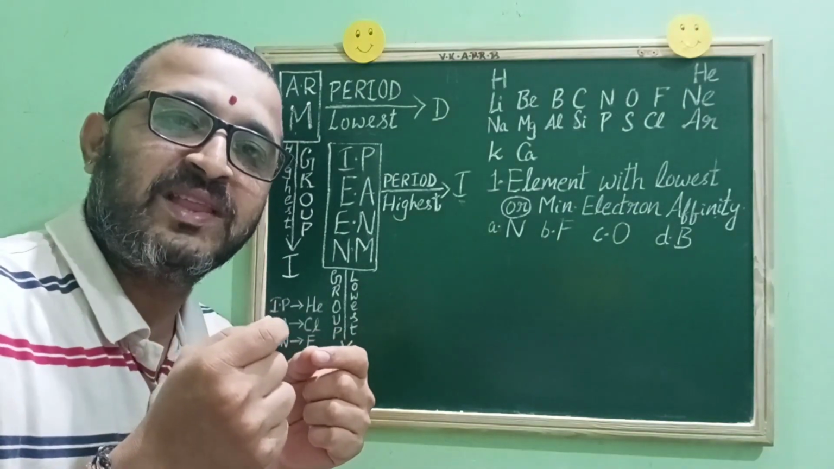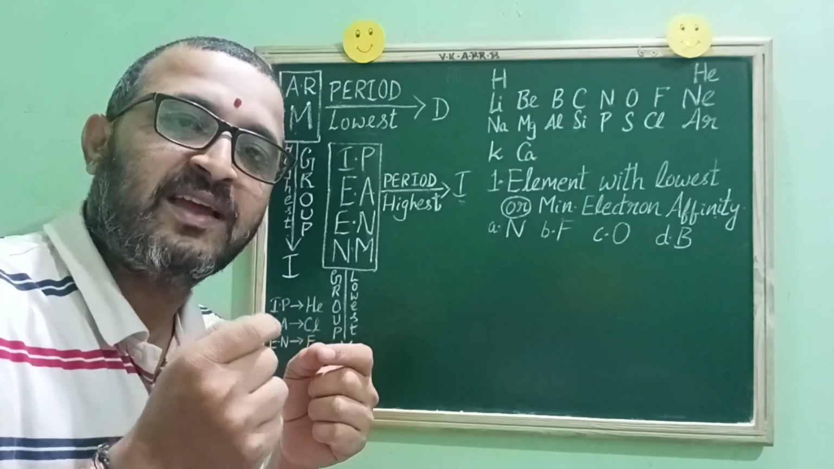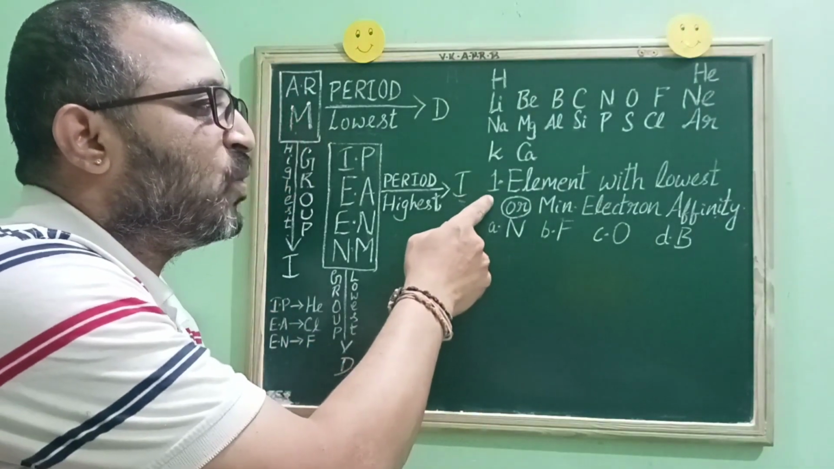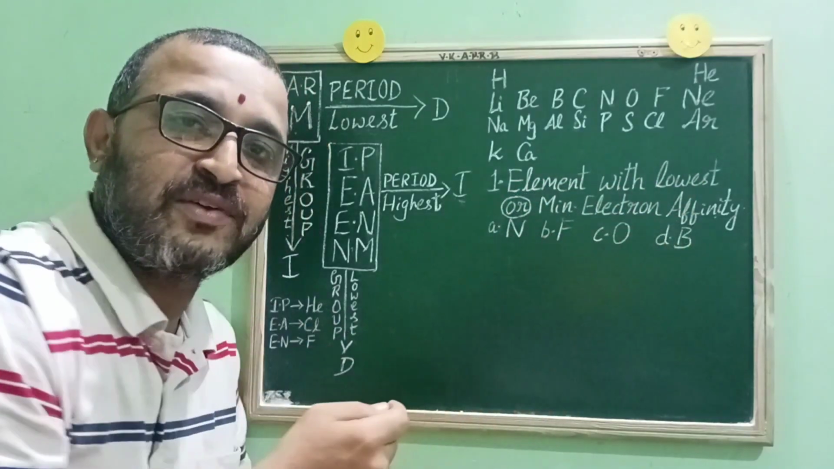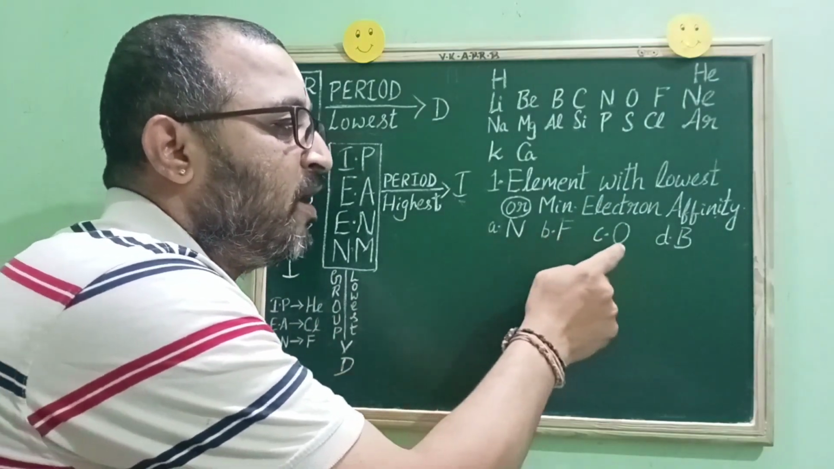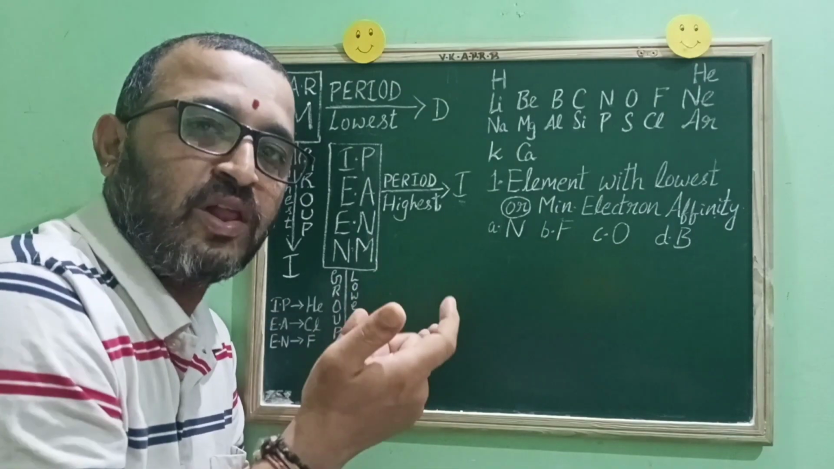Children, today we'll start with the MCQs of the first chapter, periodic properties and its variation. Now, coming to question number 1, element with lowest or minimum electron affinity. The options are nitrogen, fluorine, oxygen and boron. Children, how to solve this one?